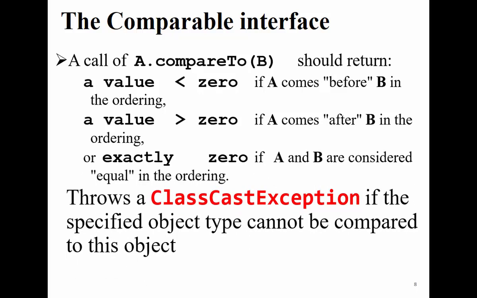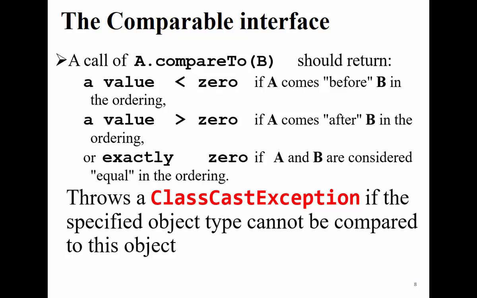So the behavior of compareTo, given two objects A and B that have the same type, from the same class, that you are comparing, is that compareTo will return a positive value if A is greater than B or comes after.